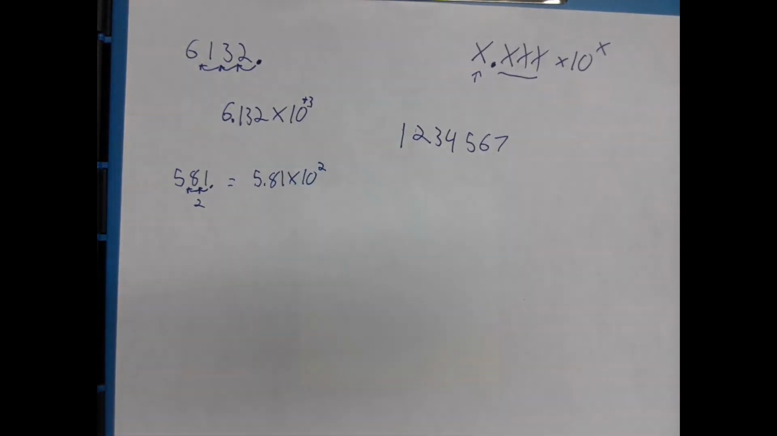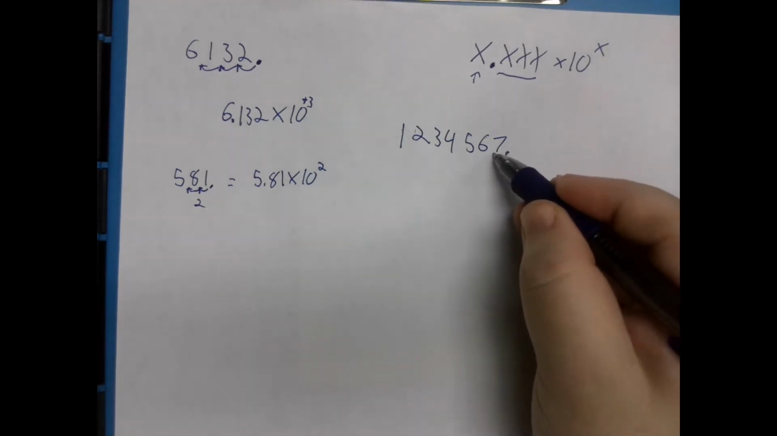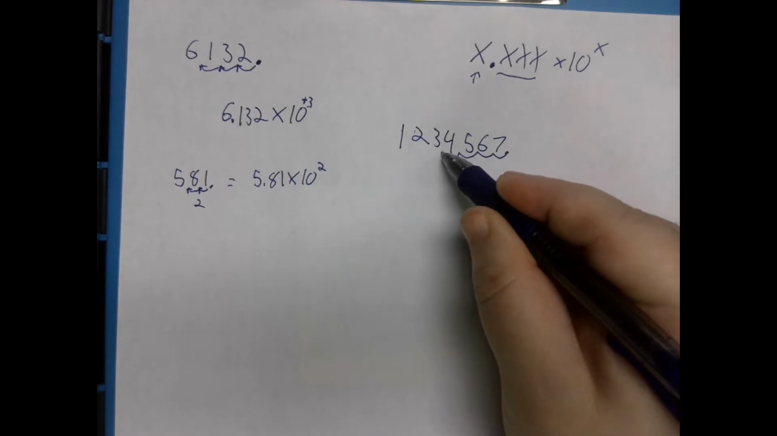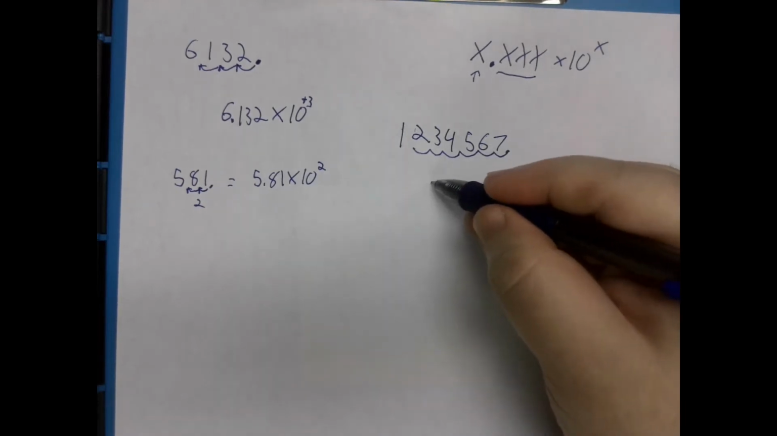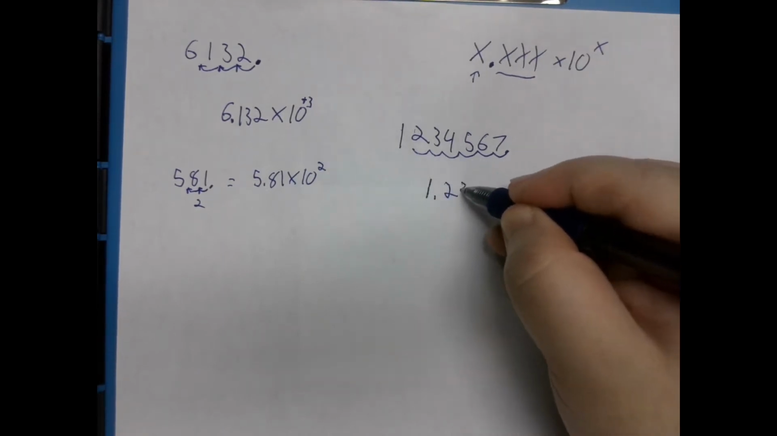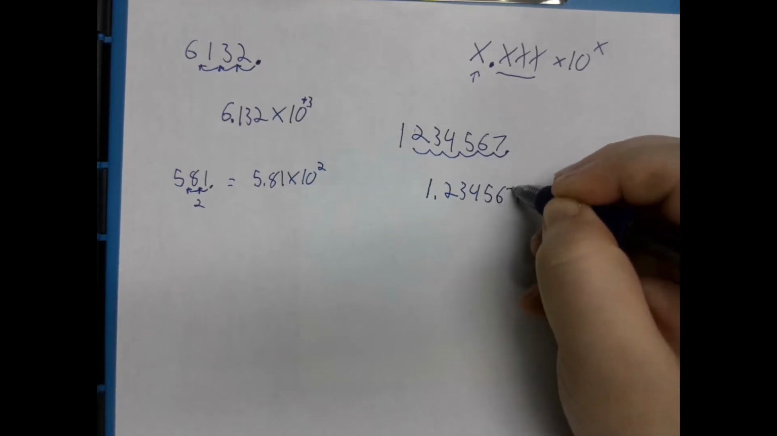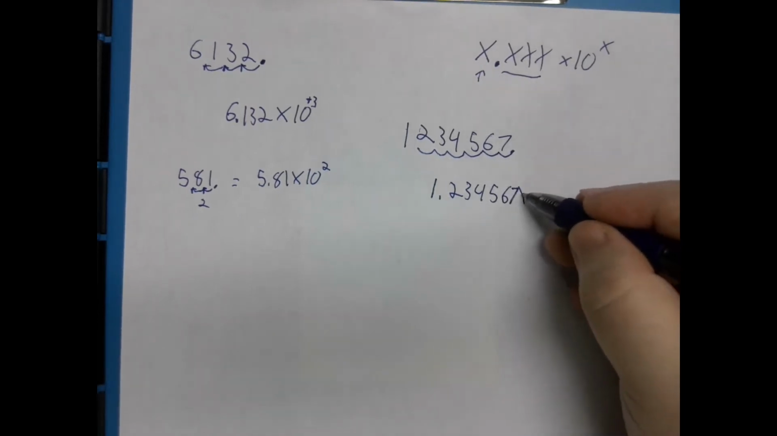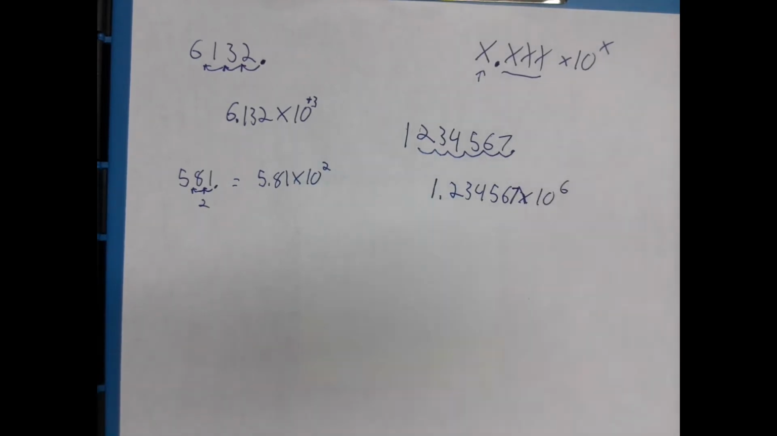1,234,567. So there's an imaginary decimal here. You go 1, 2, 3, 4, 5, 6. So that is 1.234567 times 10 to the 6.